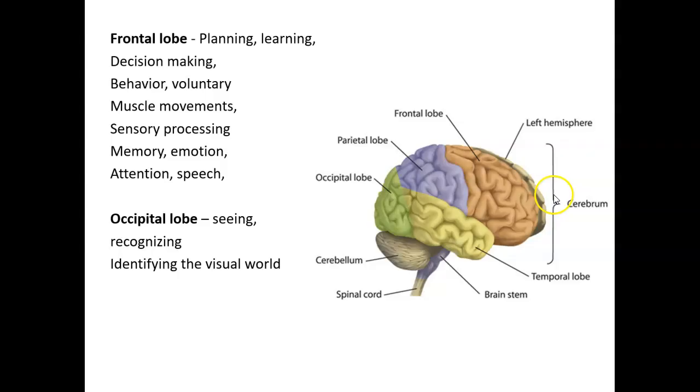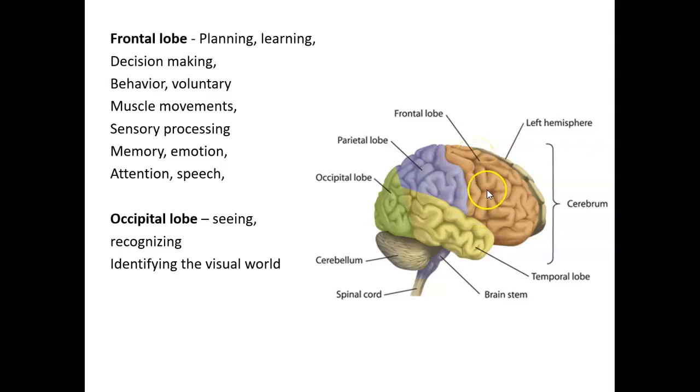Our behavior is controlled by neurons in the cerebrum. Voluntary muscle movements, for me to say, I'm going to snap my fingers. For me to lift my arm and move my fingers in that way, those signals to my muscles had to come from the frontal lobe of my cerebrum.